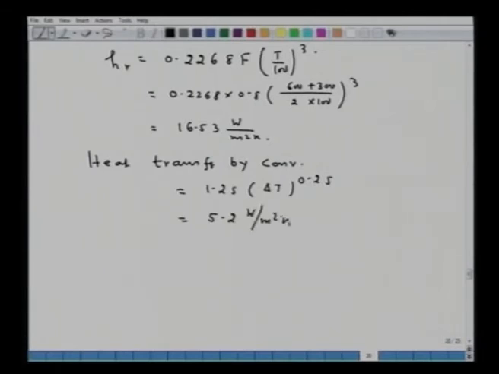So, by seeing the values of the heat transfer coefficient by radiation and the heat transfer coefficient by convection, it is very clear that heat transfer by radiation is much higher than heat transfer by convection. And this was the purpose of this lecture, to illustrate the fundamentals of heat transfer by radiation in furnace design, and that I have done through four problems.